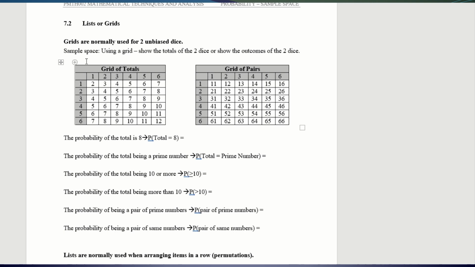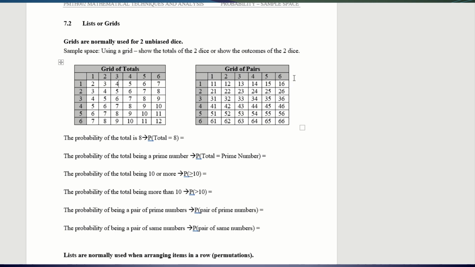So this is grids of total, meaning when you total it up, 1 plus 1 is 2, 1 plus 2 is 3. Do you see that? 1 plus 3 is 4, 1 plus 4 is 5, 1 plus 5 is 6, 1 plus 6 is 7. So basically these are totals. And these are just listing out the pairs. So this is the outcomes of the dice, the first and the second dice respectively. You write down the outcome 1, 1, 1, 2, 1, 3, 1, 4, 1, 5, like that. You're just writing out the outcome.